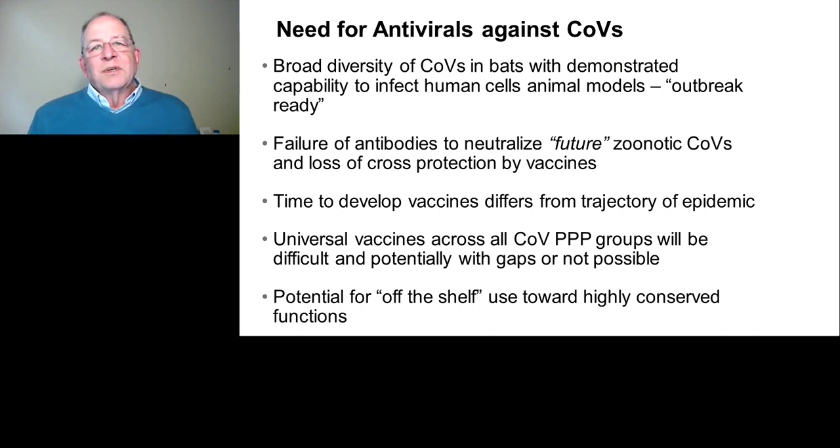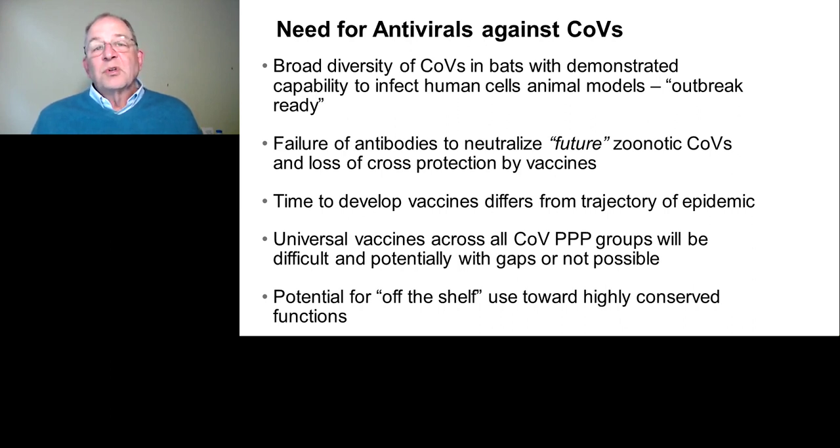So vaccines are critical. They may be the most important thing we can do right now. But it's also possible that they may not work, either now or for a very long term. So we need to have other modalities. Second, the time to develop vaccines obviously differs from the trajectory of the epidemic. Even our most optimistic estimates think about 18 months to get something that can be made and distributed and have an impact on the epidemic. And universal vaccines against all coronavirus groups will likely be difficult, or potentially have gaps, or not be possible.